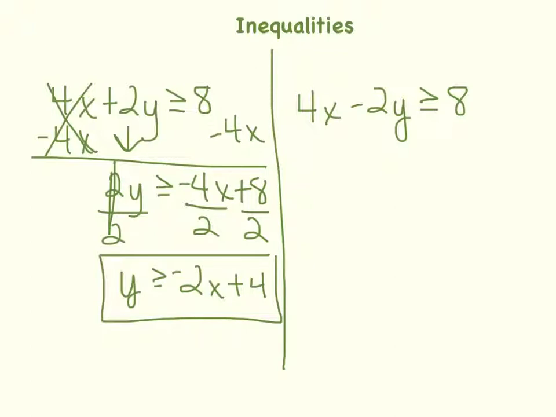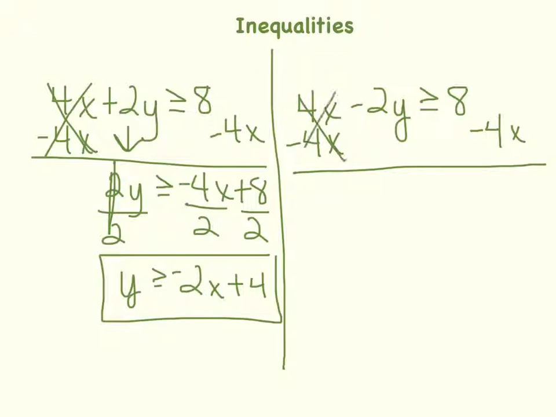Now let's look at the second inequality. Now you might notice that the only thing that's different between these two inequalities is I put a minus sign in front of the 2y instead of a plus sign. Now let's see how this changes the way we solve the inequality. Okay, I'm looking at it, and the first thing I need to do is move the 4x from the left side of the inequality to the right side of the inequality.